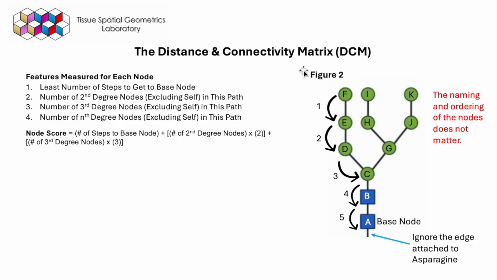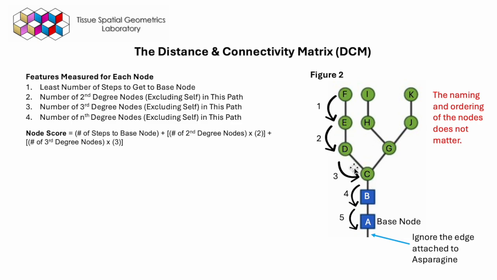The distance and connectivity matrix measures 4 features listed here for every single node in a glycan tree. Now, it's important to point out that the naming and ordering of the nodes does not matter, but what does matter is where you define the base node, because all distances are measured relative to the base node. This approach borrows from graph theory, which treats a tree as just a system of nodes and edges.